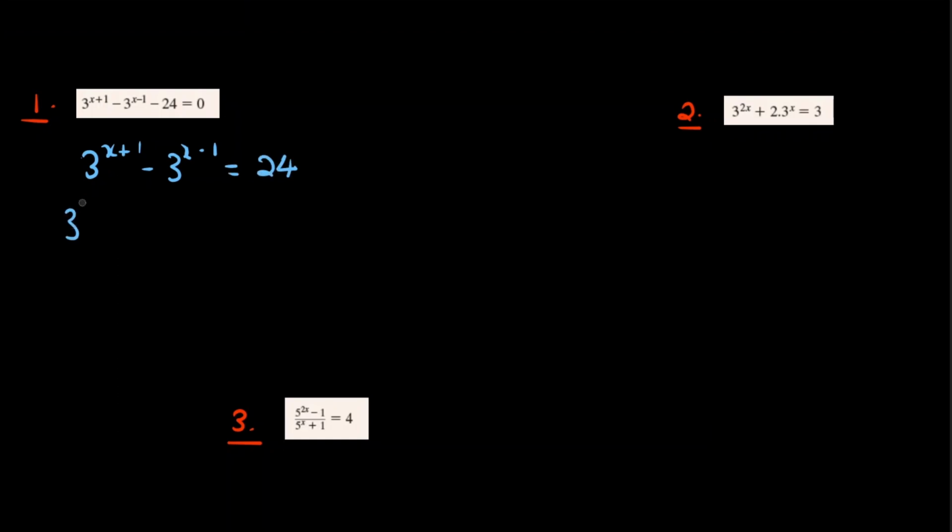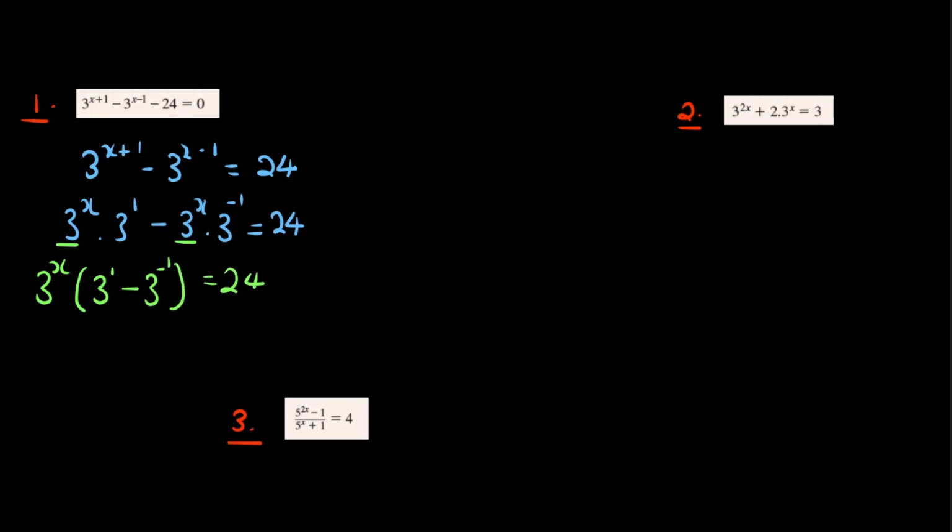Then we split really this expression from 3^(x+1) to 3^x times 3^1, because you know those are exponents, same bases, you add exponents, but now we're performing it in reverse. And here we do the same thing, 3^x times 3^(-1) is equal to 24. And then we take out the common factor, which is 3^x, meaning that we write 3^x, open the bracket, we have 3^1 inside the bracket minus 3^(-1), equals 24.